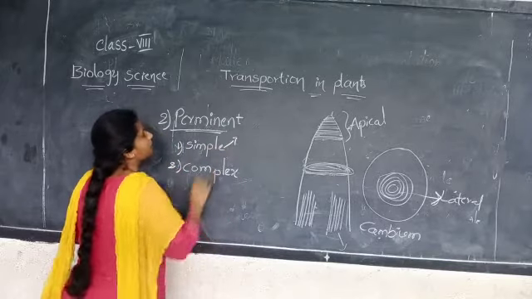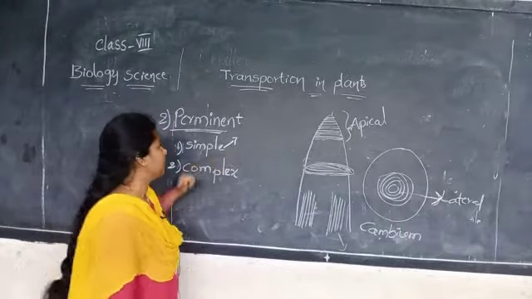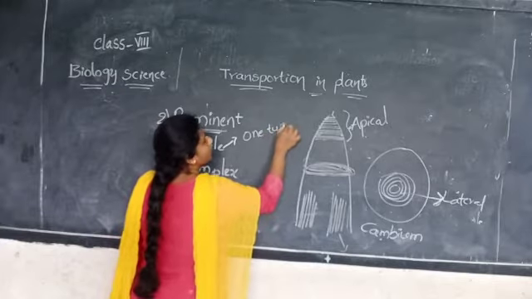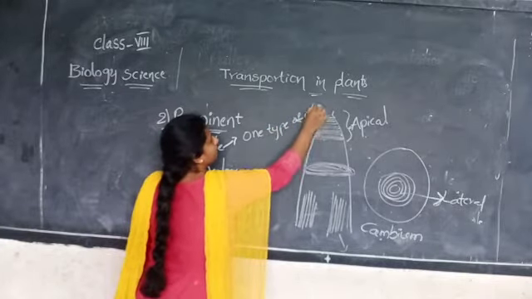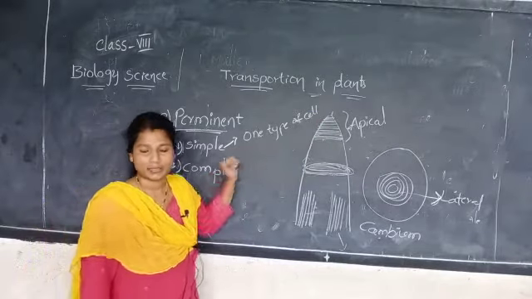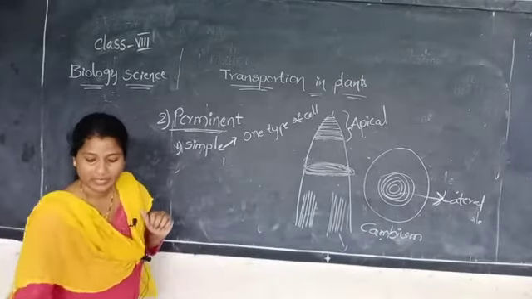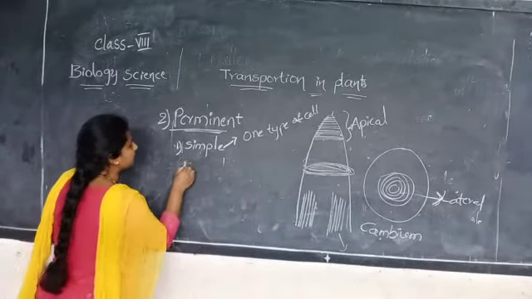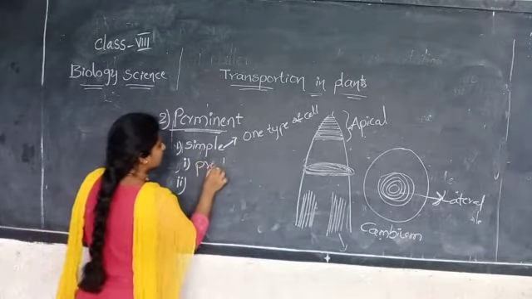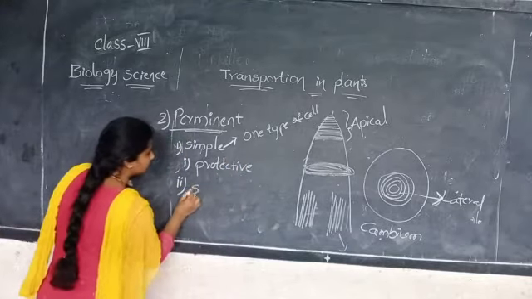Simple permanent tissues are made up of similar cells. They are all one type of cells. They provide protection and support to the plants. Again, based on that, they are divided into two types. One is protective tissue. The second one is supportive tissue.